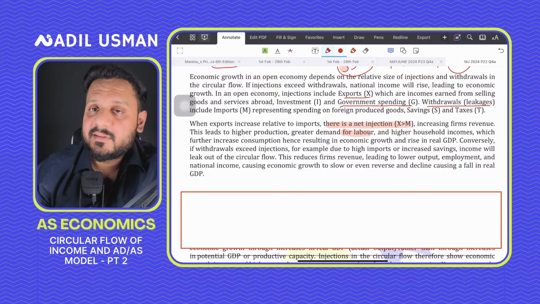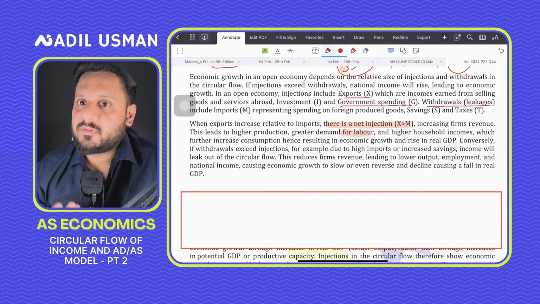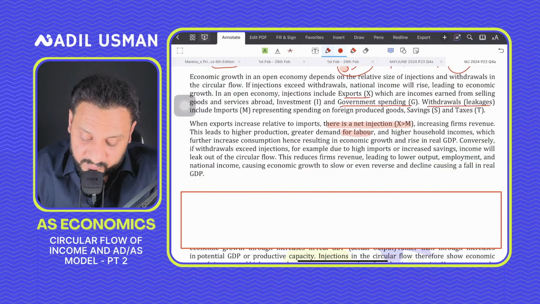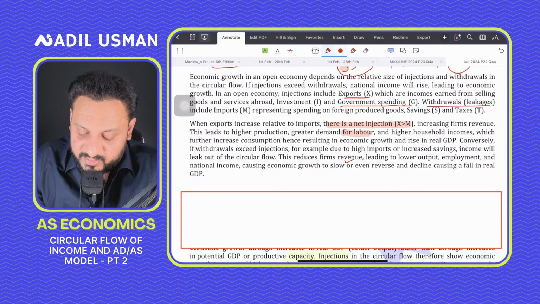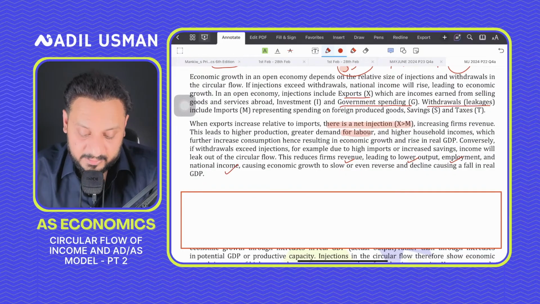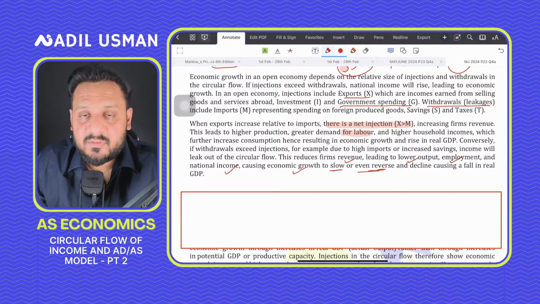So ultimately, it leads to lower output production as well, which means that now there's less demand for labor. So firms would lay off workers. That would also result in reduced employment. So this reduces firms' revenue. This leads to lower output, lower employment, and lower national income. That causes economic growth to slow or even reverse, right?